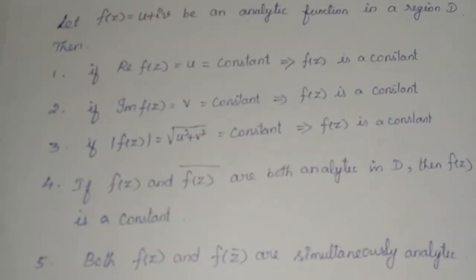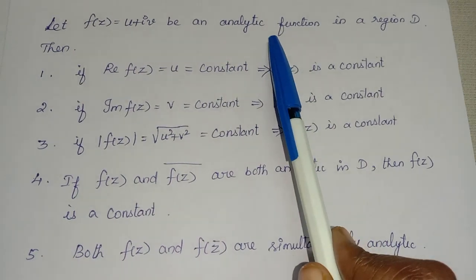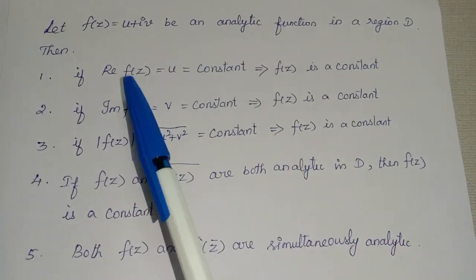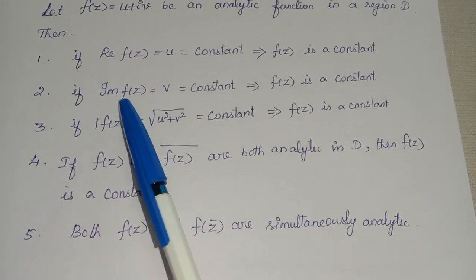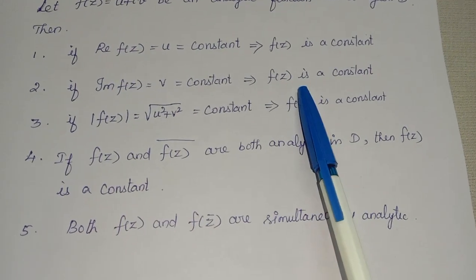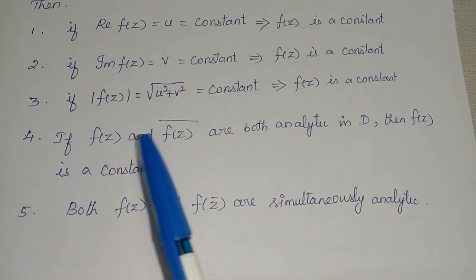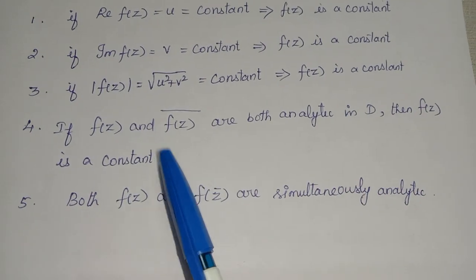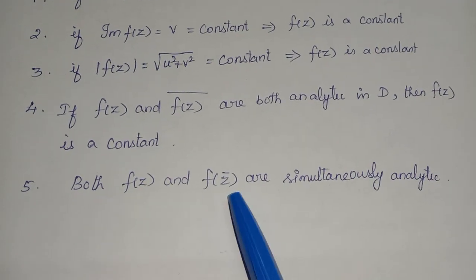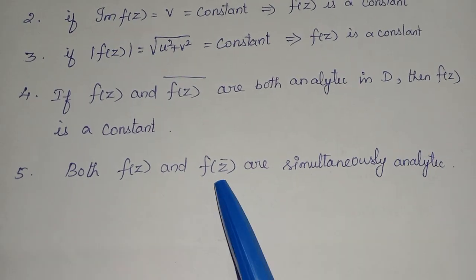Now let me give you some properties of analytic functions. If f is equal to u plus iv is an analytic function in a region D, then whenever the real part is constant, the whole function is constant. Imaginary part is constant, whole function is constant. Modulus is constant, whole function is constant. If f of z and f of z bar, the complex conjugate, are both analytic, then f of z is constant. And f of z and f of z bar are always simultaneously analytic. That is, both are analytic together or not.